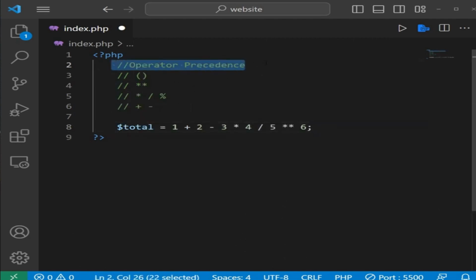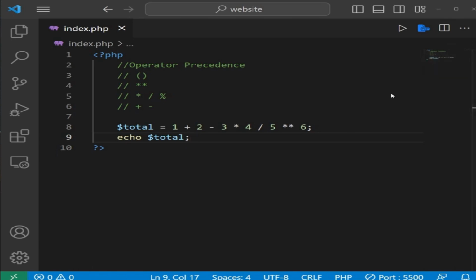Lastly, we have operator precedence. Given a complex arithmetic expression such as this example, in which order do we solve each part of this expression? We would begin with parentheses. Beginning from left to right, if there's anything within parentheses, we would solve that first. For example, with my expression, let's echo whatever the total currently is. So the total for me is 2.999. Beginning from left to right, solve anything within parentheses first.